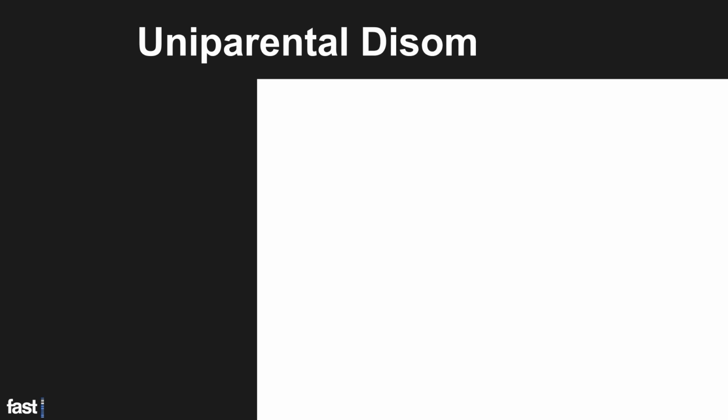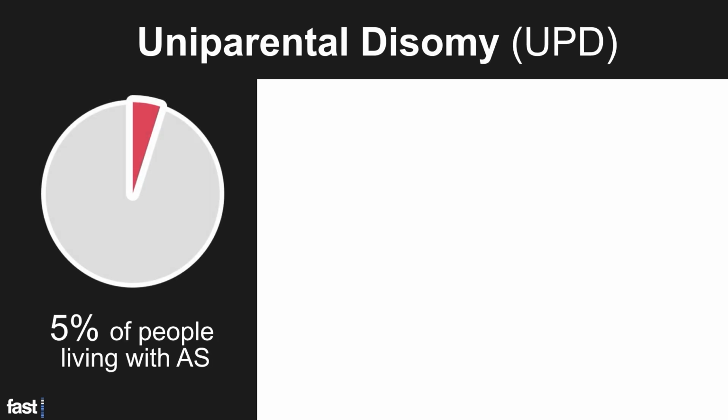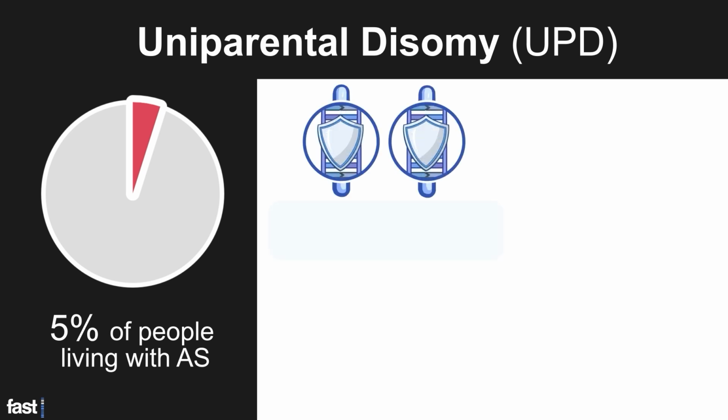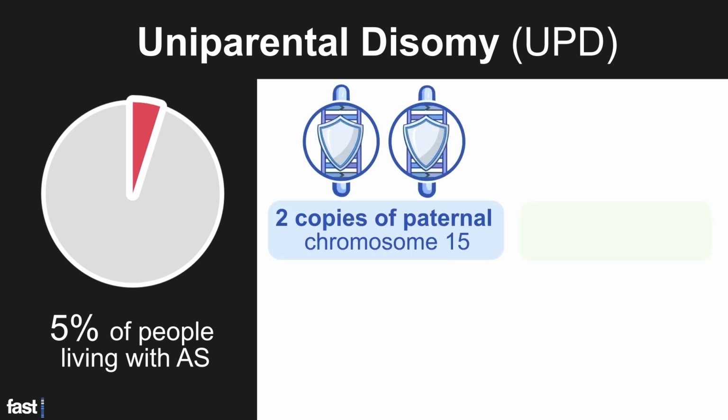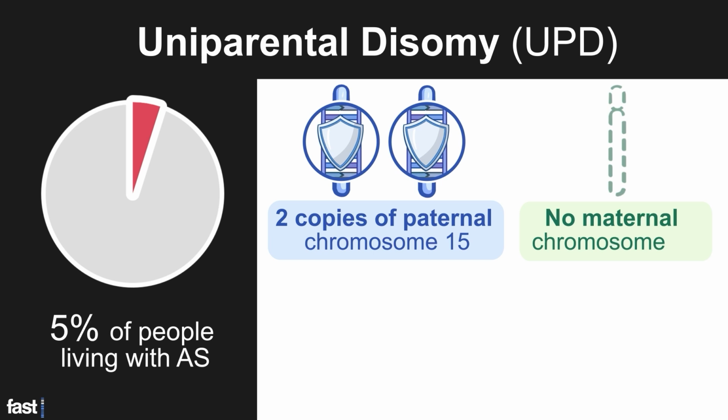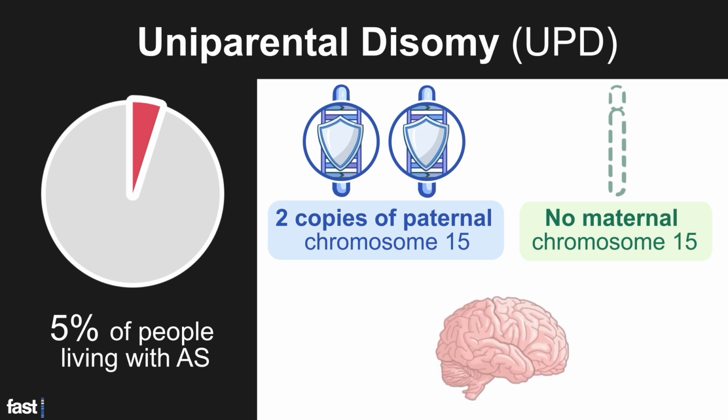Uniparental disomy, or UPD for short, occurs in about 5% of people living with AS. Individuals with this genotype have 2 copies of paternal chromosome 15 and no maternal chromosome 15. Since both paternal copies of the UBE3A gene are turned off in the brain and there is no maternal UBE3A gene, individuals living with UPD-AS have no active UBE3A protein in the brain.